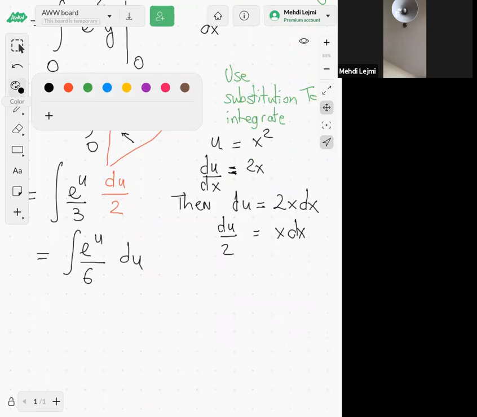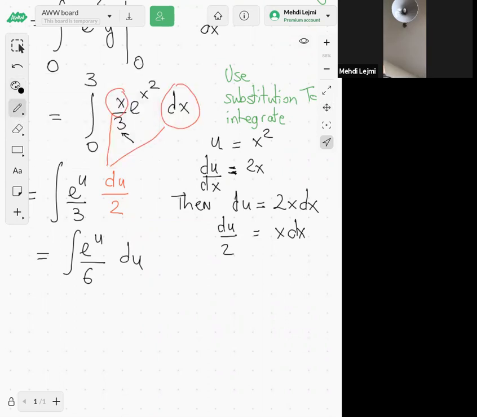So the integral of e to the u with respect to u, well, it's just like saying the integral of e to the x with respect to x, it's just e to the x, so that would be e to the u. So this is equal to e to the u over 6, of course, don't forget the constant. And then u is x squared, so this is just e to the x squared over 6.